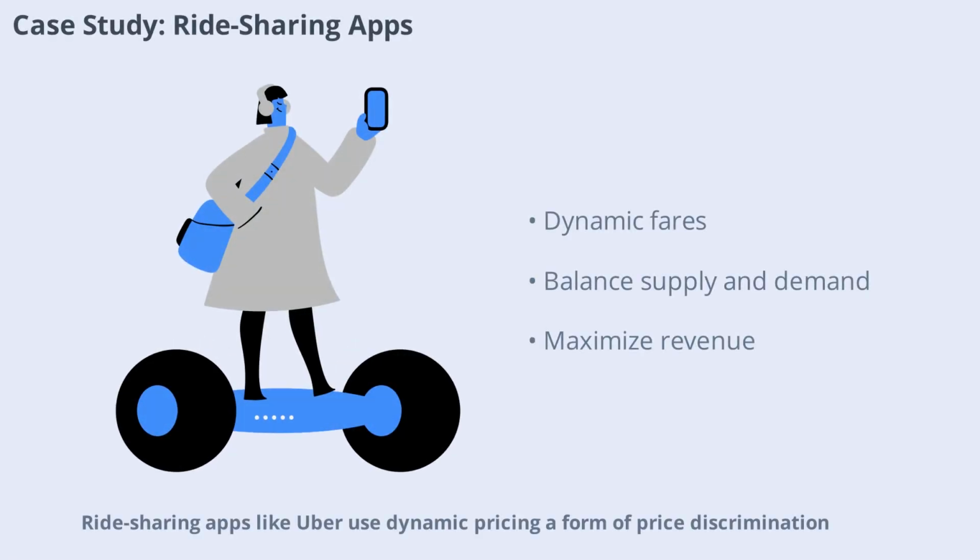Ride-sharing apps like Uber use dynamic pricing, a form of price discrimination, to adjust fares based on demand, location, and time. During busy periods or in high-demand areas, prices increase. This helps balance supply and demand, ensuring more drivers are available when needed and maximizing revenue for the company.